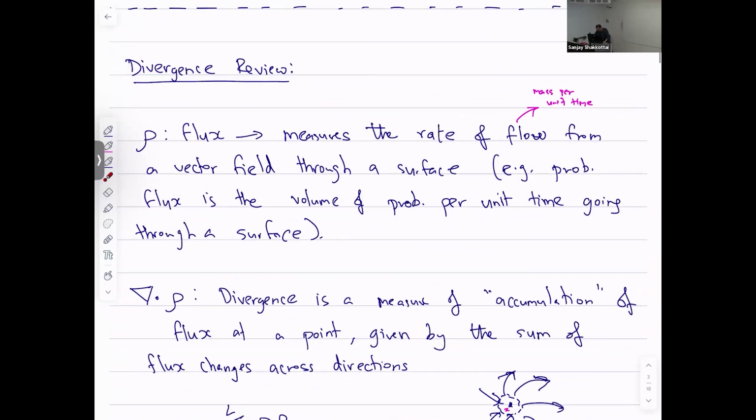The second thing is about divergence. Let's recap. Going back to your other classes, what is flux?